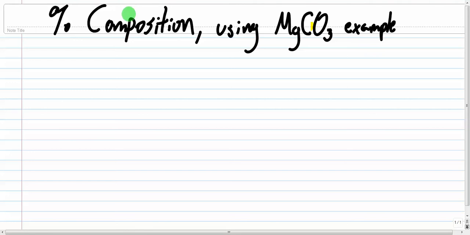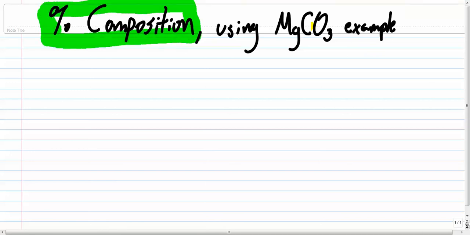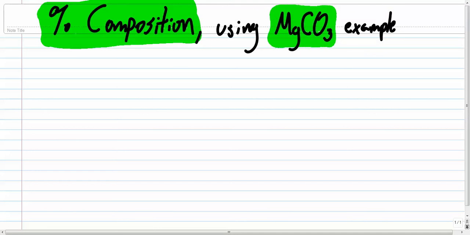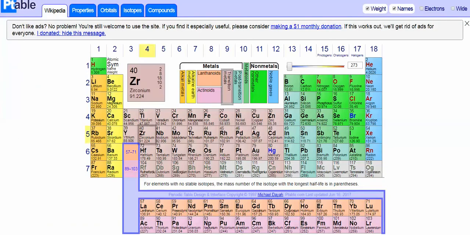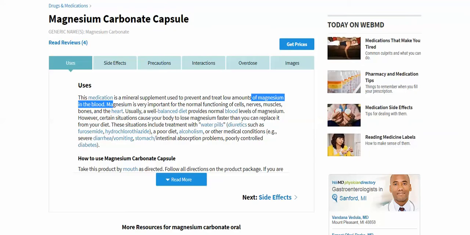In this video, I hope to describe how to calculate the percent composition of the elements in a compound using the example of magnesium carbonate, this MgCO3 example. So what is magnesium carbonate? Just a quick Google search here. It's a chemical, it's a pill that some people take, it's a mineral, and if you don't have enough magnesium in your blood, then your doctor might say, here, take magnesium carbonate.